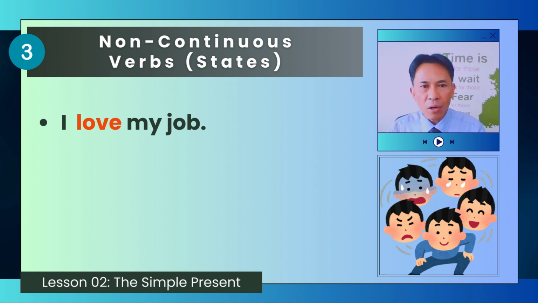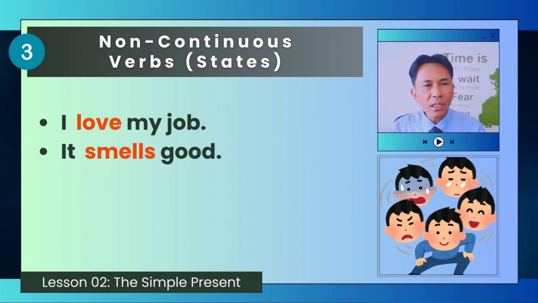I love my job. Now, the verb here is love. That is an emotion. So I use the simple present tense. It smells good. Now, smell is one of the five senses. So I use the simple present tense. And you'll notice here that I also added an S to the verb smell, because remember, the subject in this sentence is it. So I need to add an S.